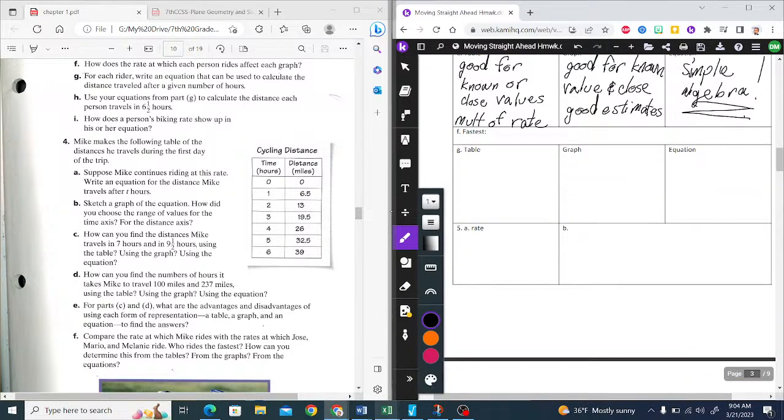So fastest. Compare the rate at which Mike rides with the rates of Jose, Mario, and Melanie. Who rides the fastest? Well, Melanie's at 9, so Melanie is the fastest. And this should be part of F. How can you determine this from the tables? Rate of change from the table. From the graph, it's the steepest slope, or steepest line, I should say. And from the equation, it's the coefficient.